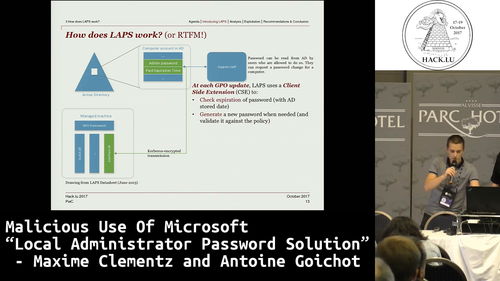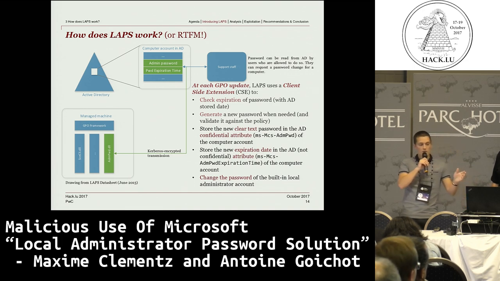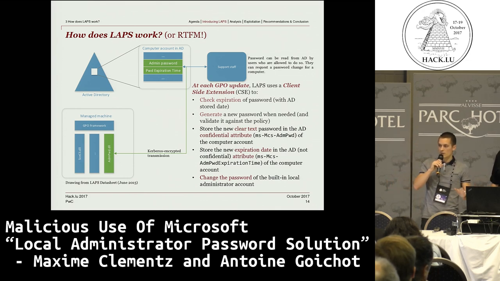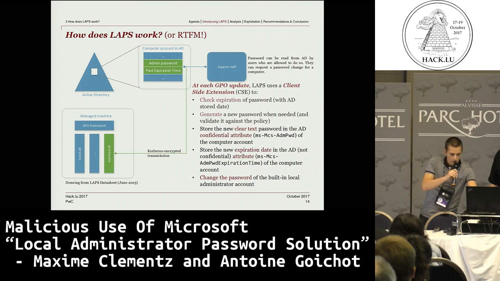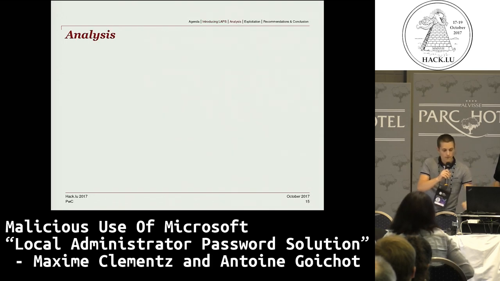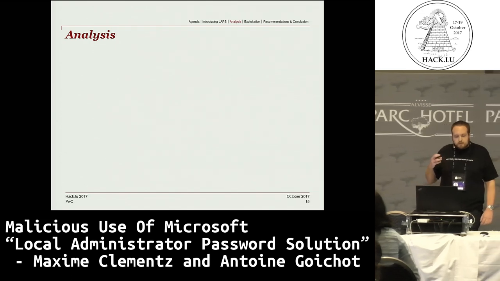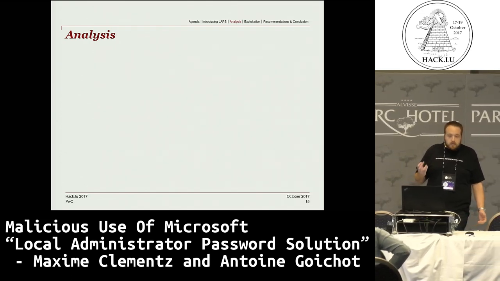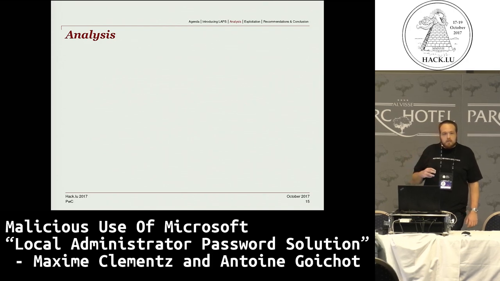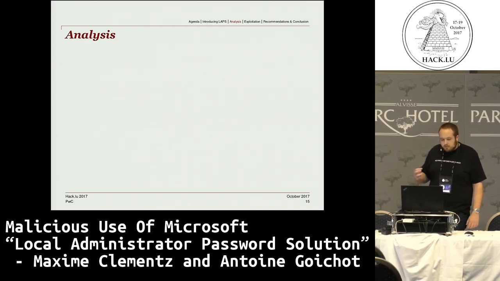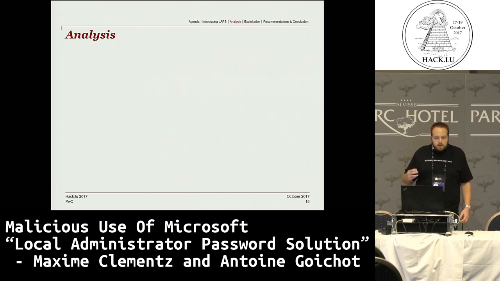So if it is the case, it will generate a new one and then store this new clear text password on the domain, and after this it will set that on the local machine. So it's quite trivial actually, just that this DLL is going to do that and checking with the dates what's going on, and so on. So basically, the computer needs to have write access to the expiration time and the password to update it, and also to read the expiration time to see if the password must be reset or not.